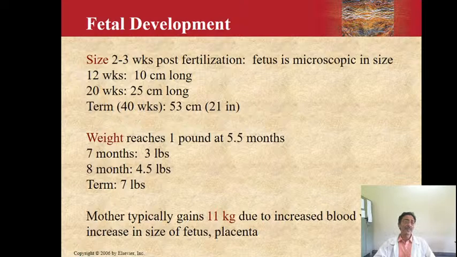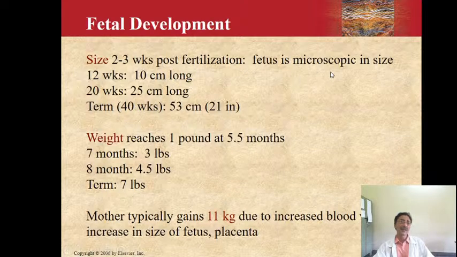Now, once conception and implantation have taken place, let us study the fetal size. Post fertilization, 2 to 3 weeks after fertilization, the fetus is microscopic in size. By 12 weeks into gestation, the length of the fetus is around 10 centimeters. By 20 weeks of gestation, the length is around 25 centimeters. But at term, at 40 weeks, it is around 53 centimeters, or 21 inches, in length.